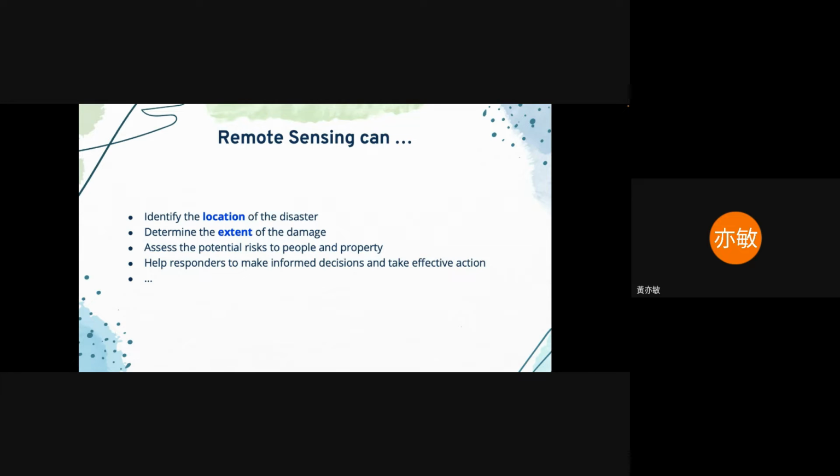So those are the two important things I would like to share with you when we consider using remote sensing. We want to know the locations: number one, the location of the disaster, and the extent of the damage. We can predict the impact zone whenever we have the satellite images.